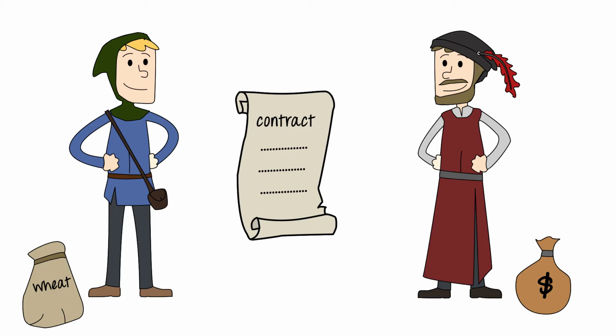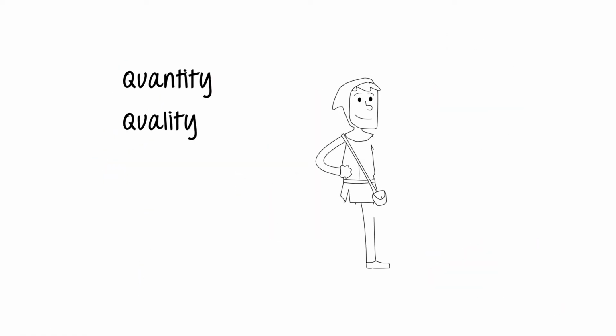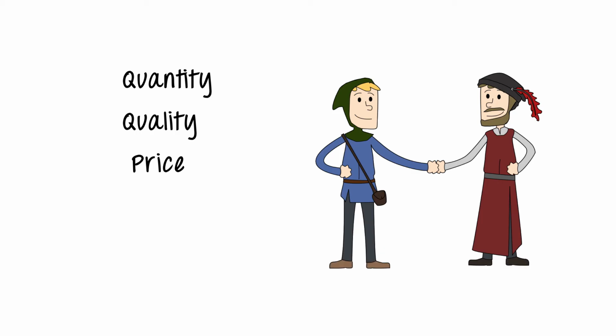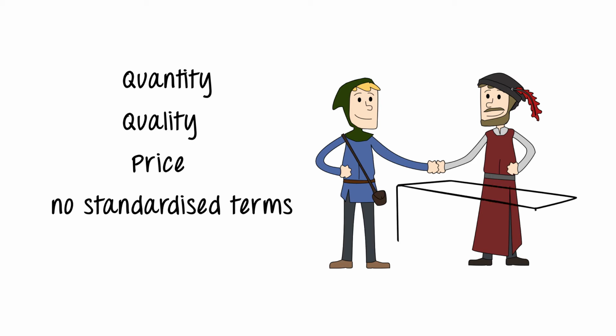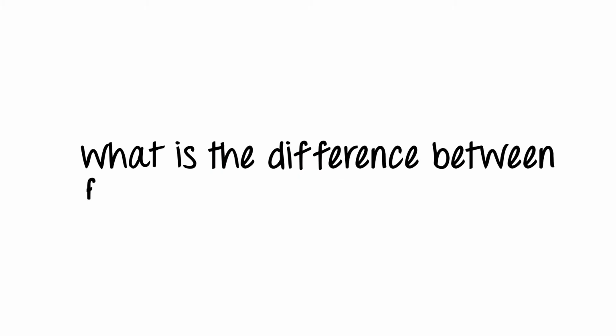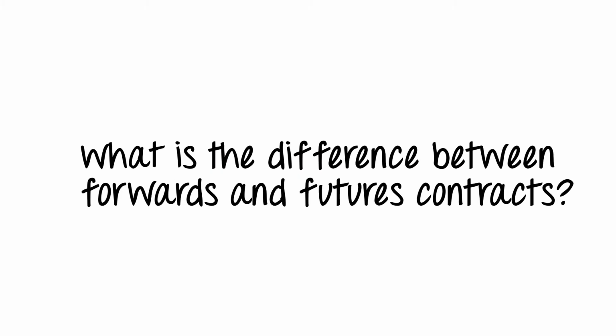When farmers and merchants drew up these contracts, they decided on the terms of the contract between them. The quantity, quality and price of the underlying asset, along with the future delivery date, were all determined by the parties making the agreement. A forward contract does not have standardized terms and is therefore traded over the counter. So, what is the difference between forwards and future contracts?